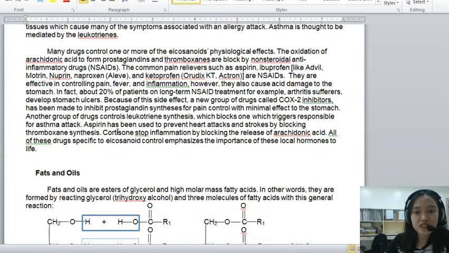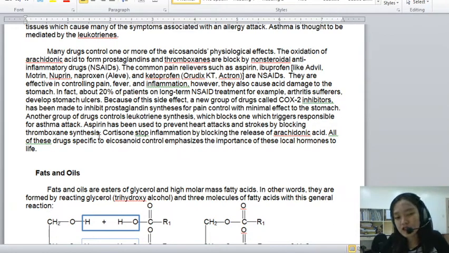So, because of this side effect, a new group of drugs called COX-2 inhibitors has been made to inhibit prostaglandin synthesis for pain control with minimal effect on the stomach. So, ito siya, stomach-friendly siya. Another group of drugs controls leukotriene synthesis, which triggers asthma attack. So, aspirin has been used to prevent heart attacks and strokes by blocking thromboxane synthesis.